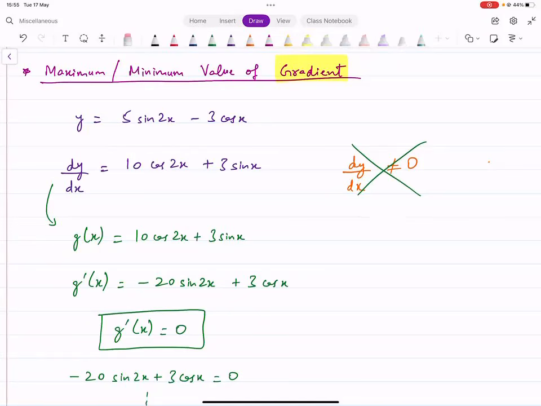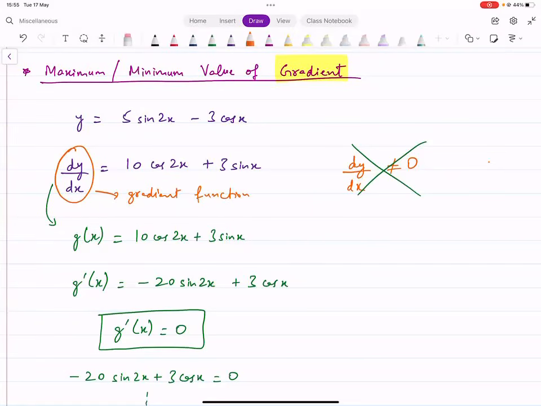देखिए gradient क्या होता है? dy by dx basically is your gradient function. dy by dx क्या represent कर रहा होता है? This is your gradient function. आपको इसका turning point find करना है. आपको इसकी maximum and minimum value find करनी है.